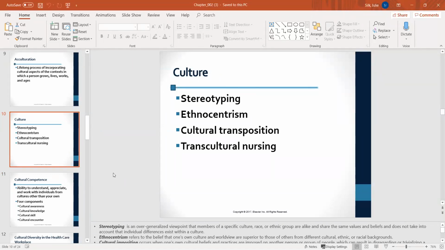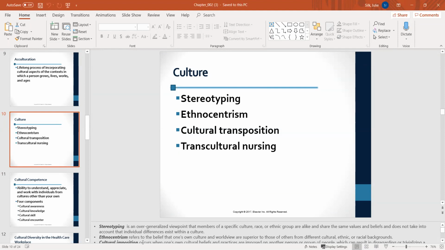All right, and this is just a lot of definition type stuff on this slide. Stereotyping is an overgeneralized viewpoint that members of a specific culture, race, or ethnic group are alike and share the same values and beliefs, and does not take into account that individual differences exist within a culture. So you may generalize some kind of statement to all kinds of people of one culture, but that's not necessarily the case.